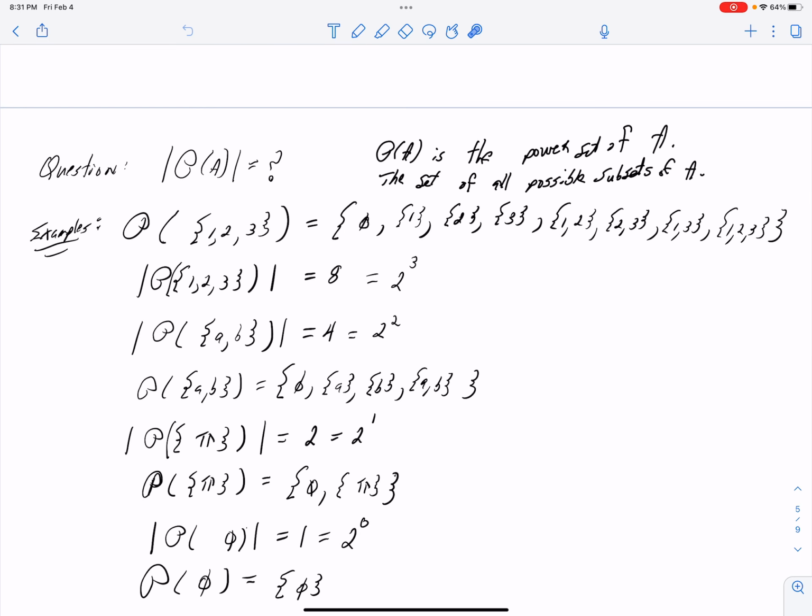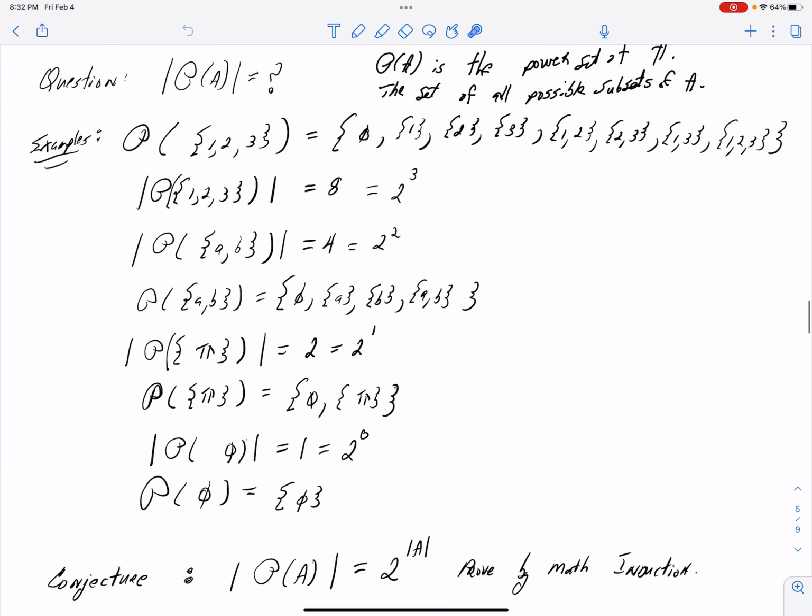Okay, the next special set I had mentioned almost in section 1, and it's called the power set of A. It's denoted script P of A, script P for power set. And what is it? It's the set of all possible subsets of A. So that is the power set of A, the set of all possible subsets.